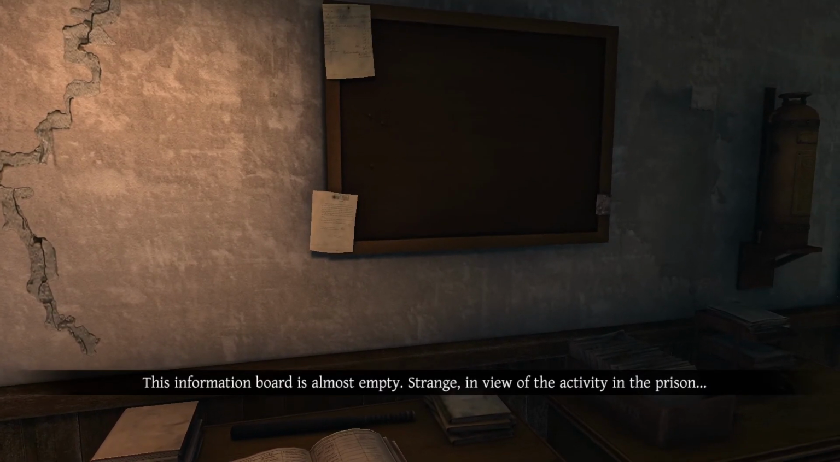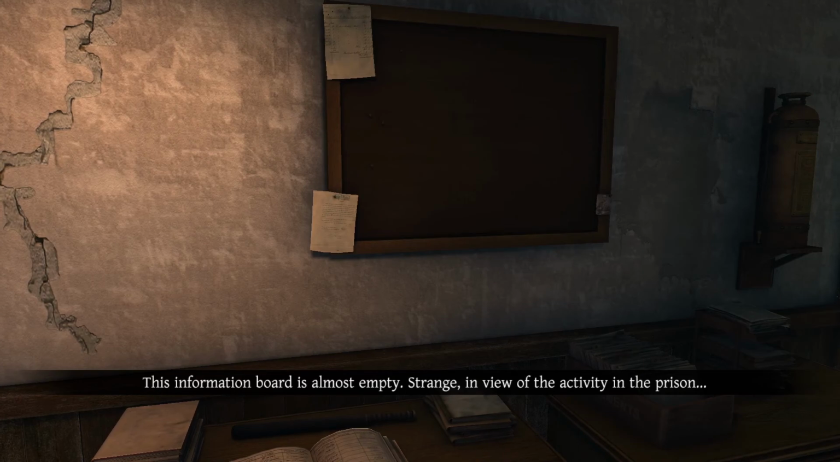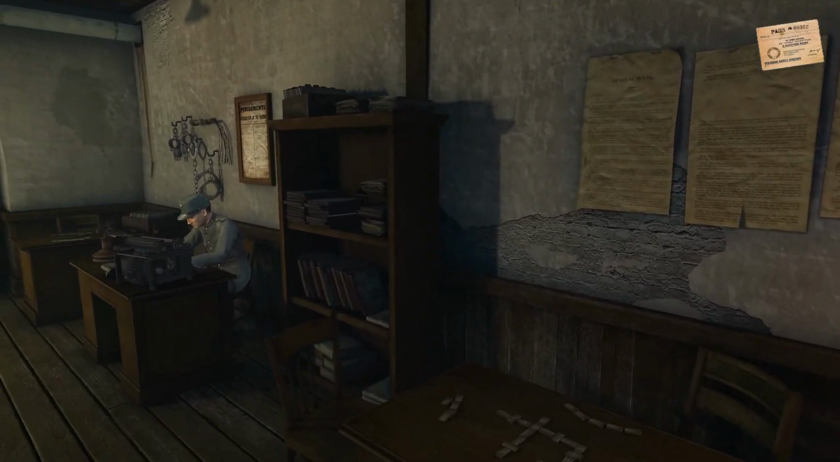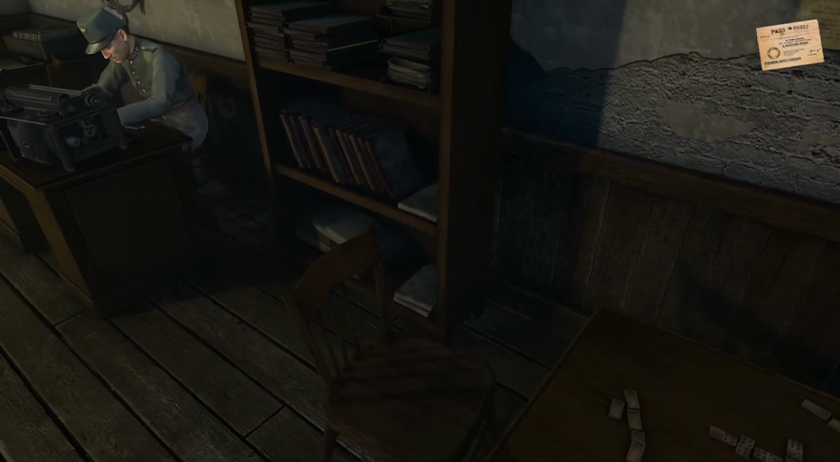Okay. This information board is almost empty. Strange, in view of the activity in the prison. Maybe it's cleaned daily? Just a guess. Okay.